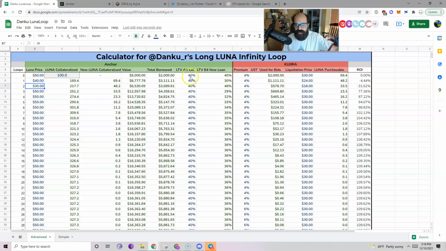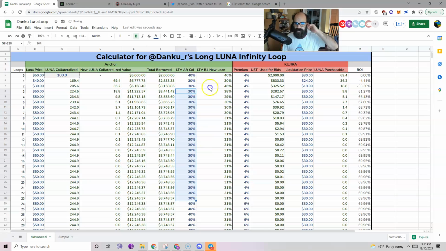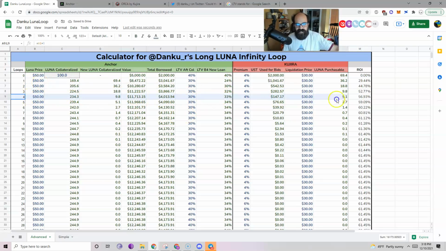So as a reminder, all the blue stuff is totally editable. Let's say you want to do 40% to start, but then you want to do 30% after that. Well, you can do that. If you start with 40 and then go down to 30, you can get your LTV down to 30 at 3 loops with a 60% ROI. Well, let me change this to 50 and 50. You can get your LTV down to 33%, which is still pretty dangerous, but at a 56% ROI after 4 loops. So, play with these numbers.